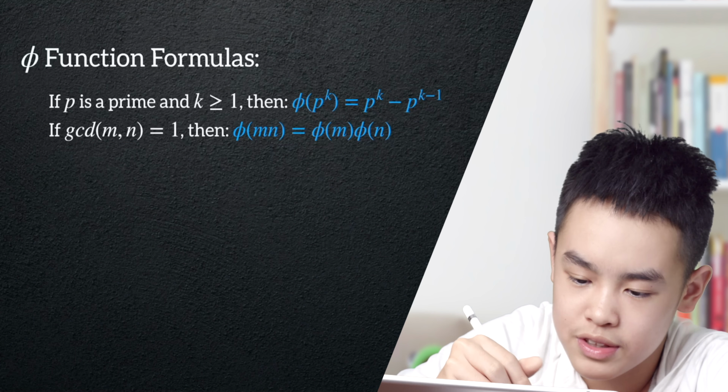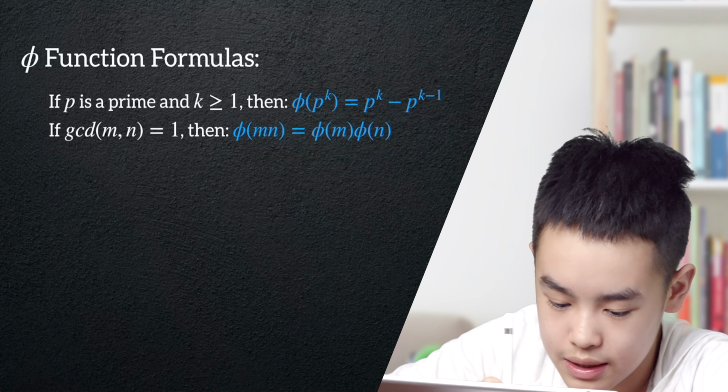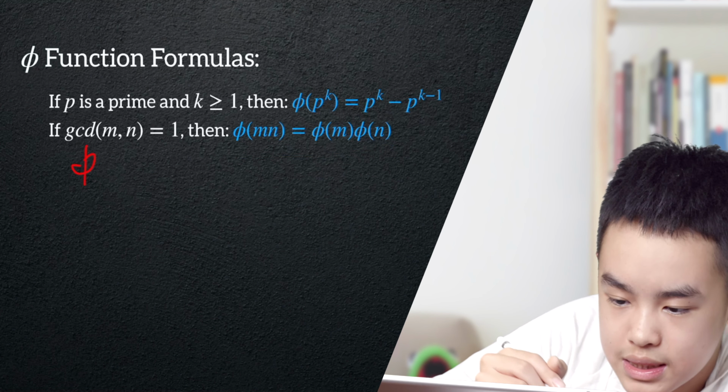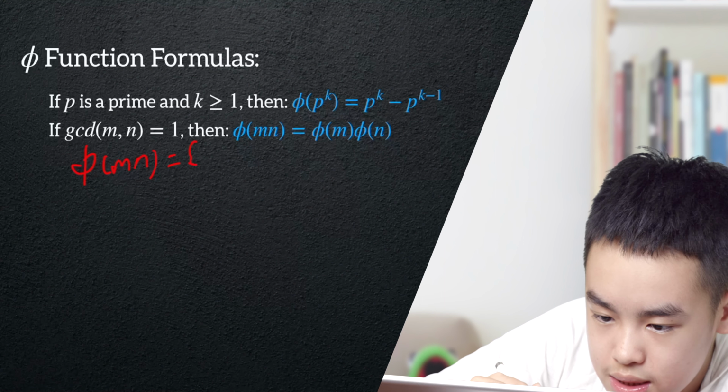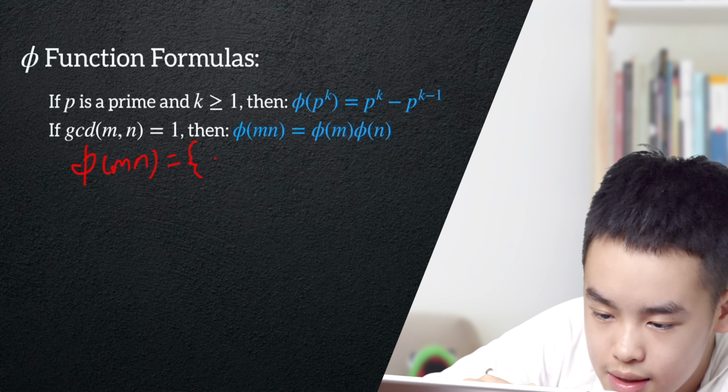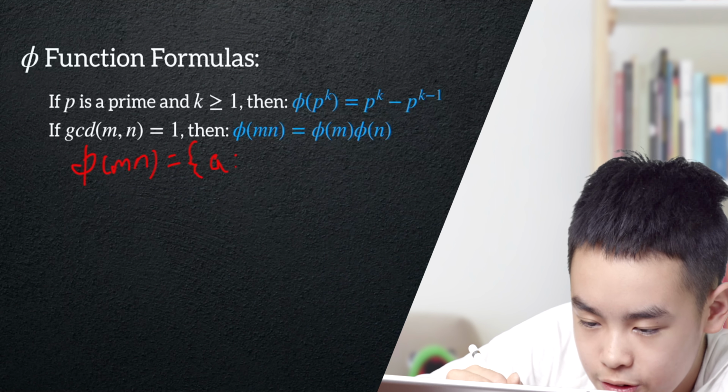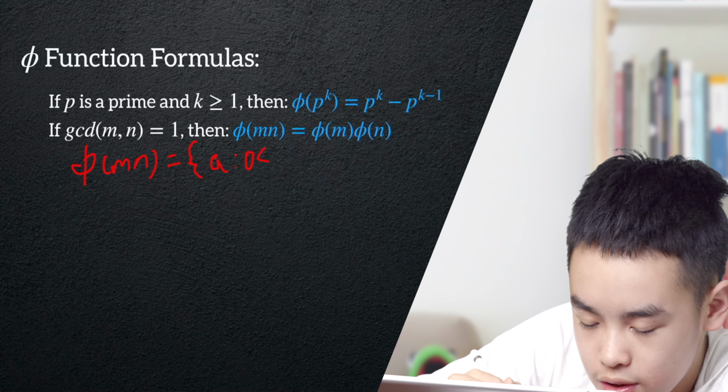In order to prove this, which is quite complicated, we divide them into two lists. The first list, of course, phi m n, is the start of the list. There's a number in this list, A, and A fulfills the following.